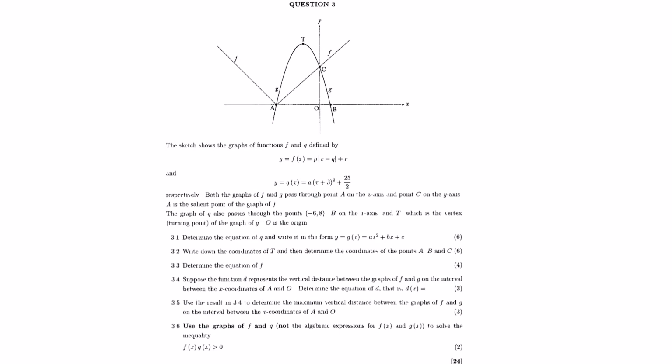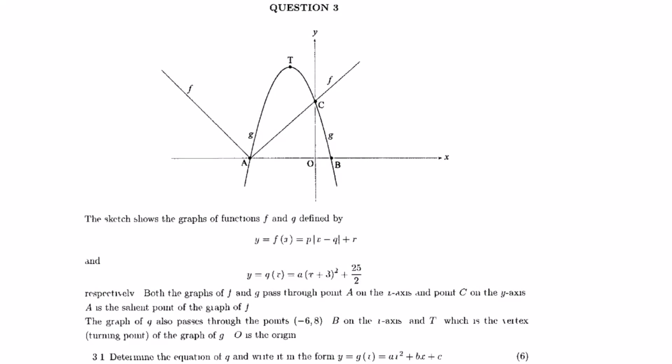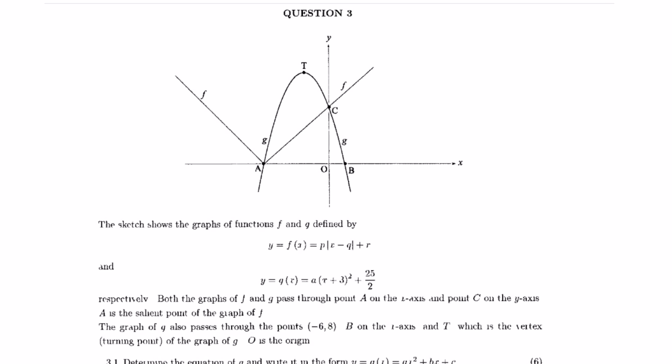I don't know if it's visible enough, but we can see question 3. We have two graphs. The first one is f, which you can see is the absolute value graph, and then the second one is g, which is the parabolic graph. Now today we are going to focus on this question paper. It will be a bit longer.